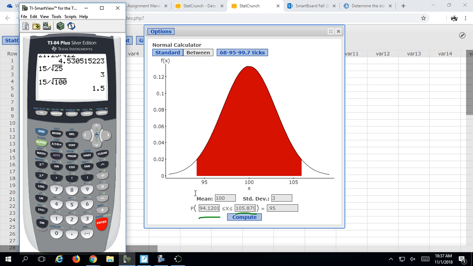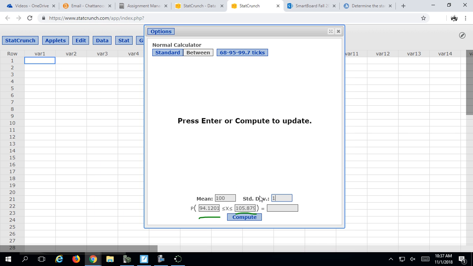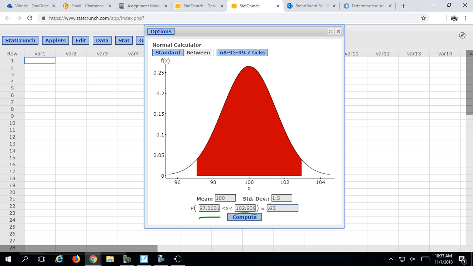So that would be 15 divided by 10, which is 3 halves or 1.5. So now my standard deviation is 1.5. So it keeps getting smaller, right? Every time we raise the sample size. So what happened to the interval again? What happened to these two numbers? Closer?